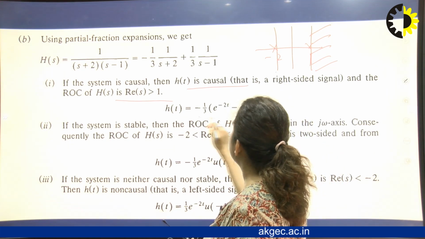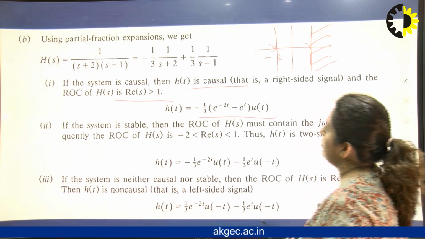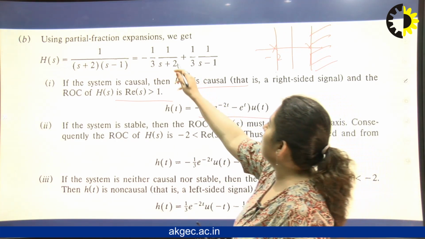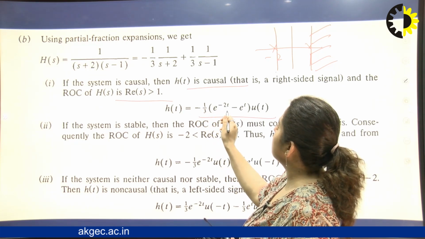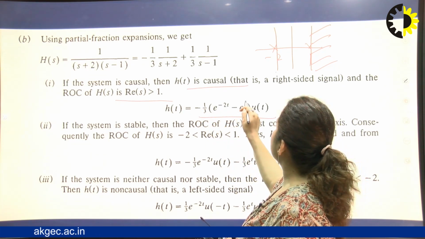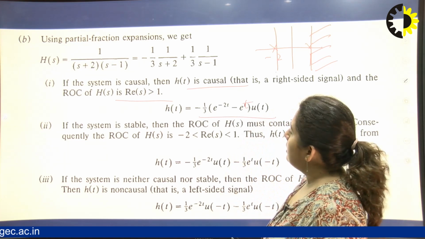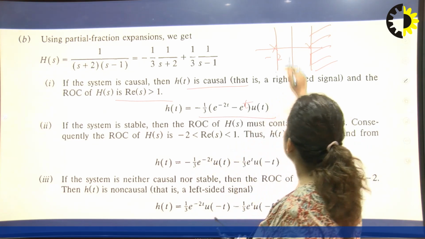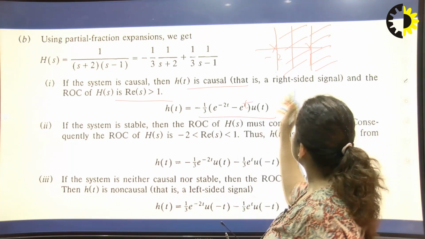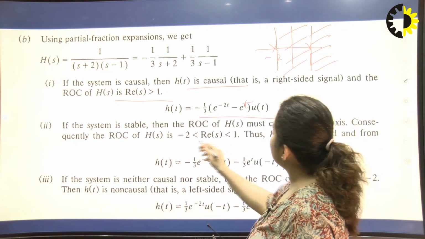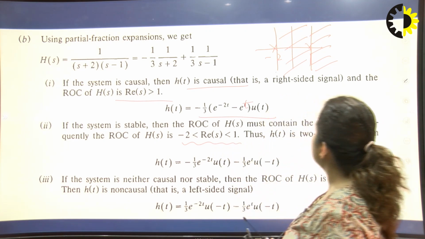For this we have h(t) equals -1/3 e to the power -2t minus e to the power t, times u(t), because e to the power -at corresponds to 1 upon s plus a. If the system is stable, then we have this ROC, because it must contain the j omega axis. So it is from -2 to 1, that is real of s greater than -2 and less than 1.